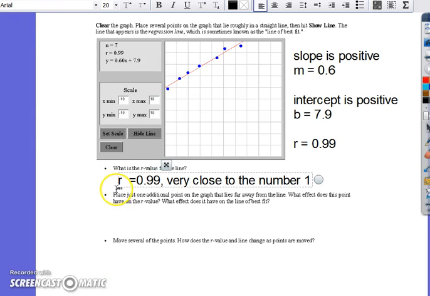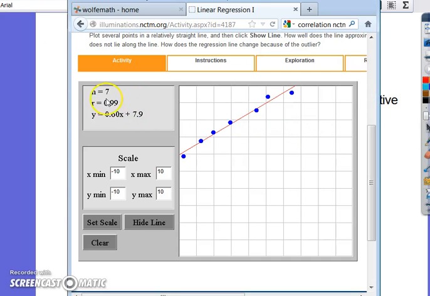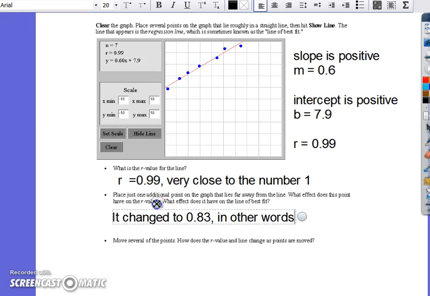Next one says, place 1 additional point on the graph that lies far away from the line. Okay, so I'm going to look at this r value, 0.99, and what is the effect if I put a dot, what's called an outlier, something that doesn't fit. So let's put a dot down there. What effect did it have on the r value? Well, the r value went down to 0.83. In other words, the r value moved away from 1.